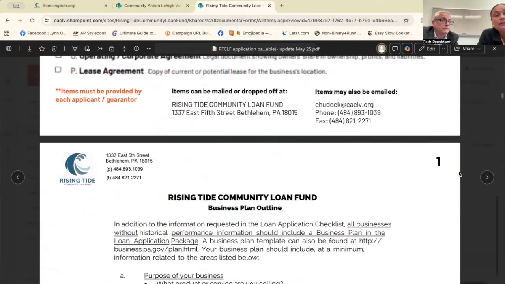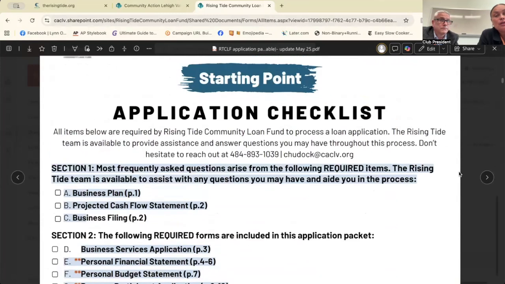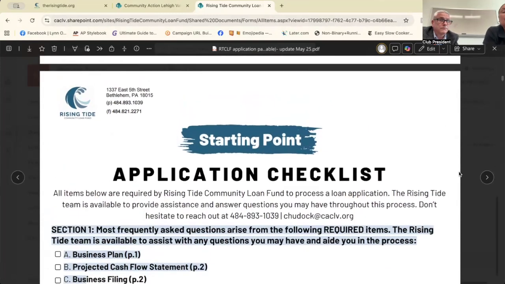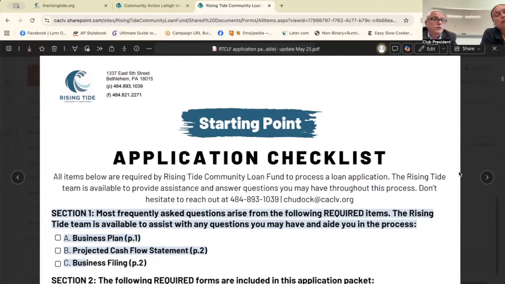And that is pretty much the whole application packet for the Rising Tide. So all the way through this application, if I have any questions, I could always reach out. Oh, absolutely. You can reach out and contact Joe or myself, Yajahira, or Chris for any guidance or assistance if you need more clarification on anything.